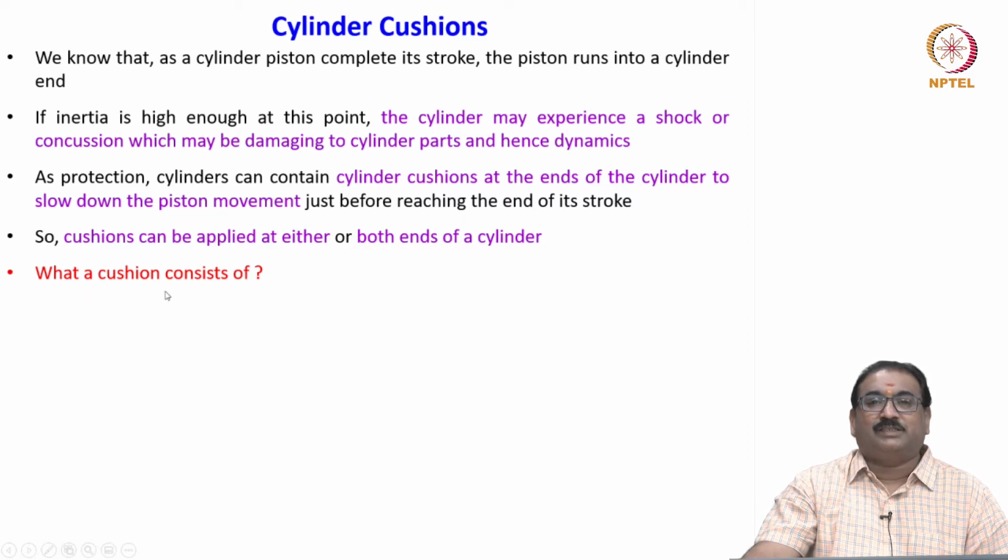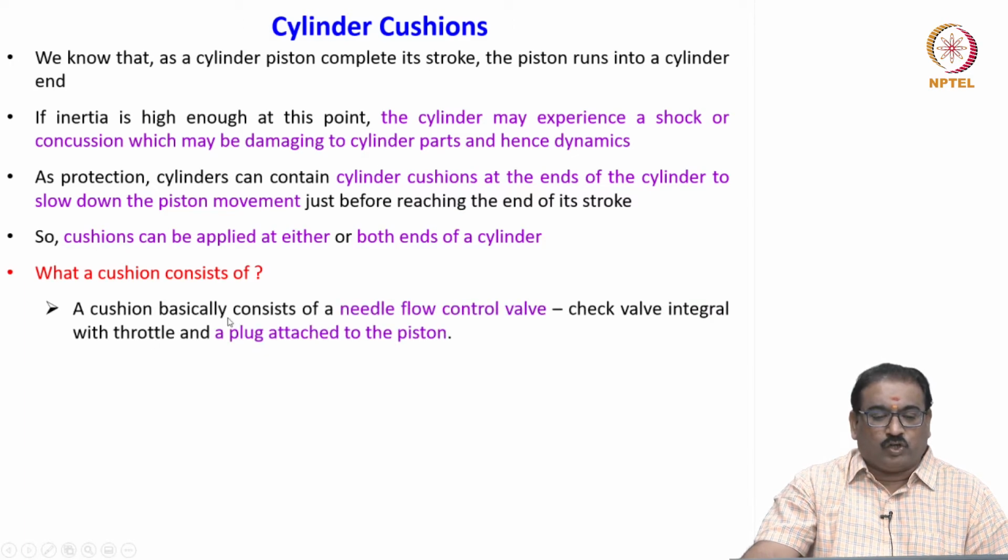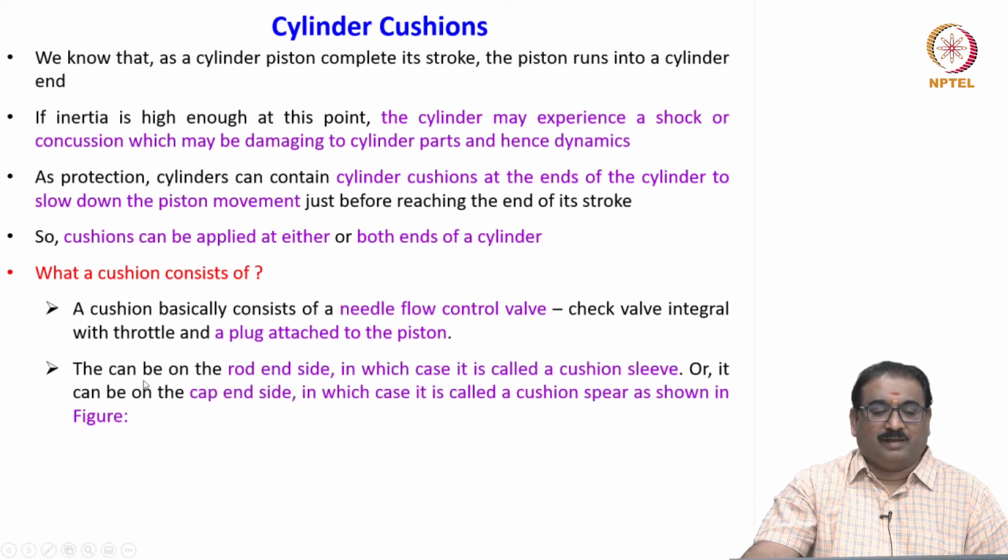Then what is this cushion and what does it consist of? A cushion basically consists of a needle flow control valve, meaning a check valve integral with the throttle, and a plug attached to the piston. This can be on the rod end side, in which case it is called a cushion sleeve.